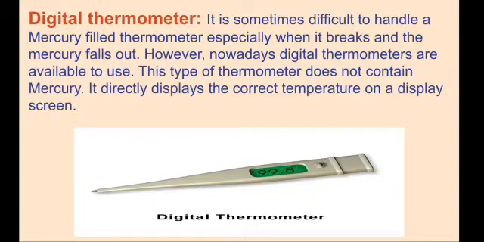There is a display screen and it will show the correct body temperature. Okay, so it is very easy for us to get to know about the body temperature in comparison to the clinical thermometer, which was made up of a glass tube, and mercury was also there inside the glass tube. That is why it is difficult to handle.